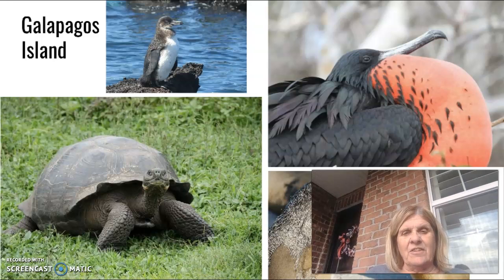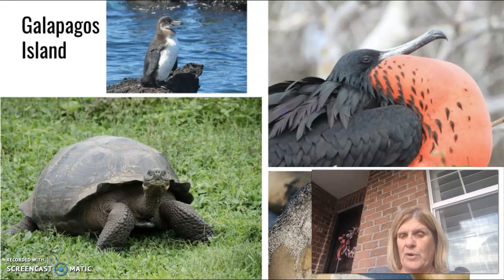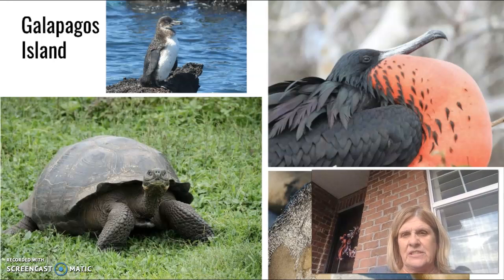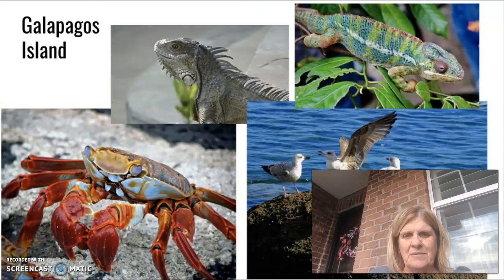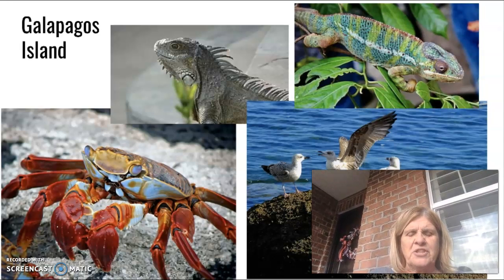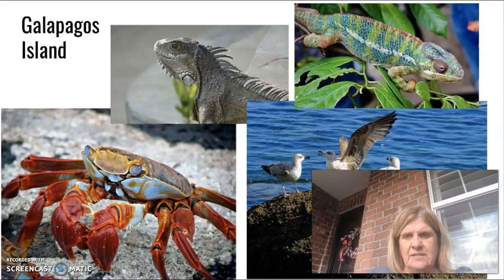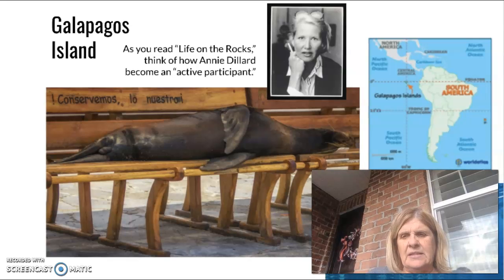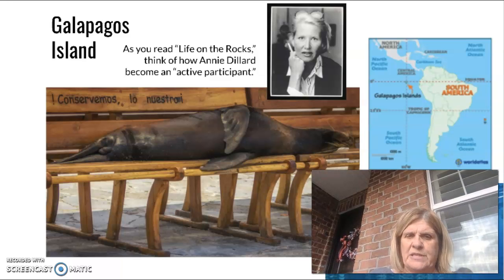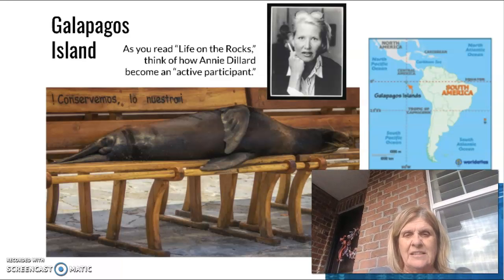One of the things that's so amazing about this island, if you ever have a chance to visit it, is that the creatures interact with the humans as though the humans are just another creature on the island. That's part of the expectations when visitors go to these places. In the slides I've included some background information on the images. As you look at Annie Dillard's essay, think of how she became an active participant, rather than just describing, for example, the sills on the bench like in this slide.